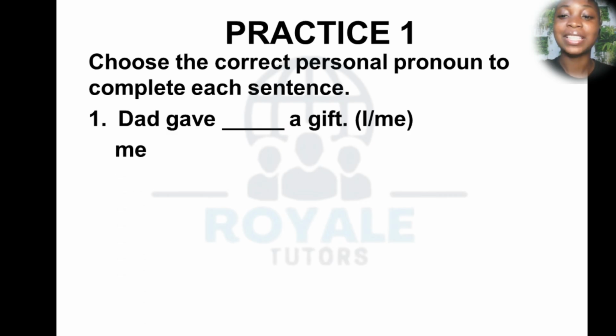Me. So it is Dad gave me a gift. So you can't say Dad gave I a gift because I is a subject personal pronoun while me is the object. And you know object is the receiver of an action. So who did Dad give a gift? It's not I. Dad gave me a gift. Number 2.